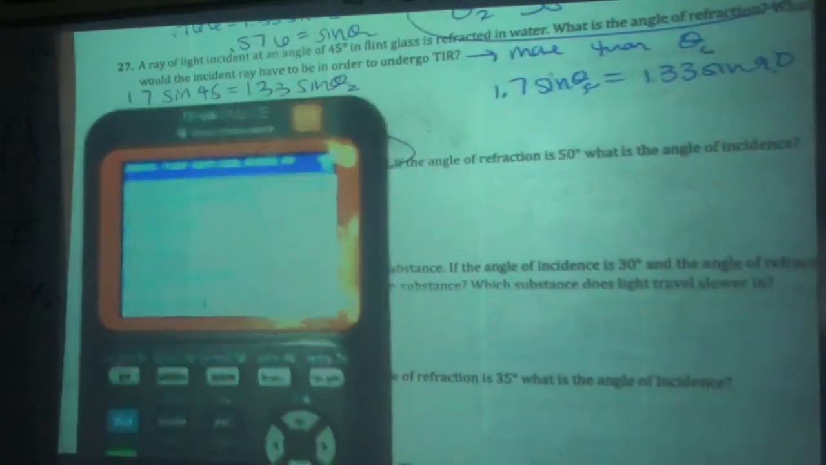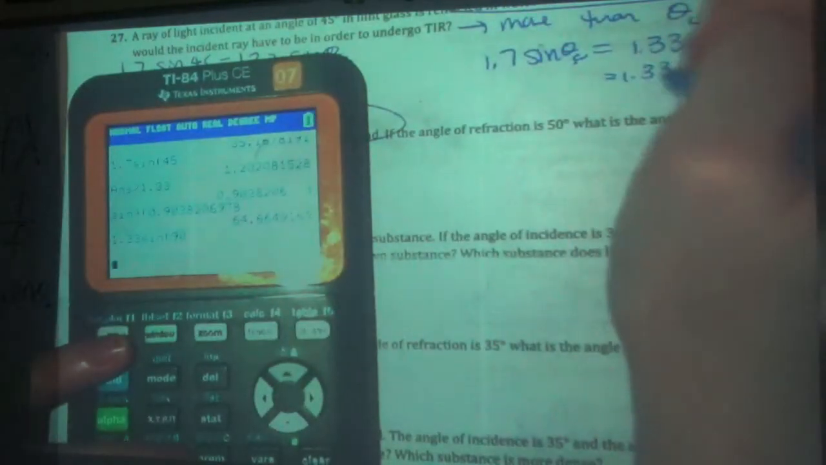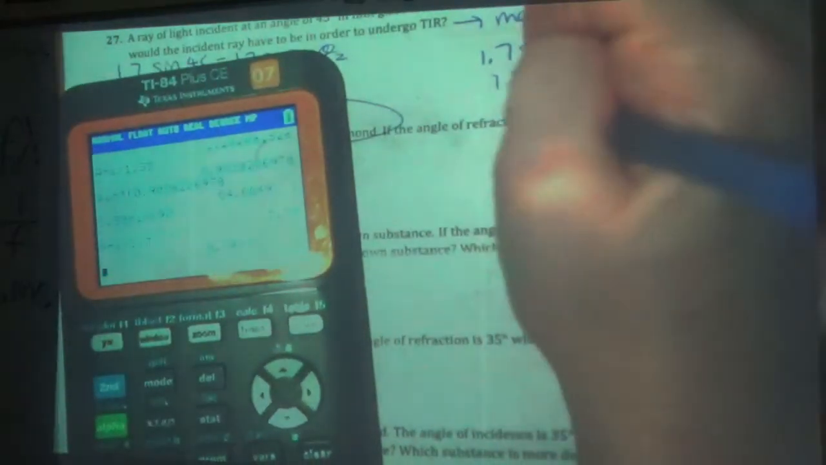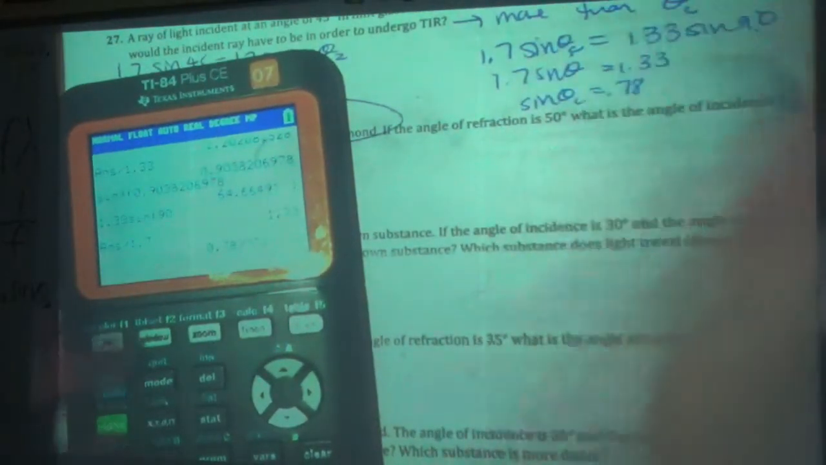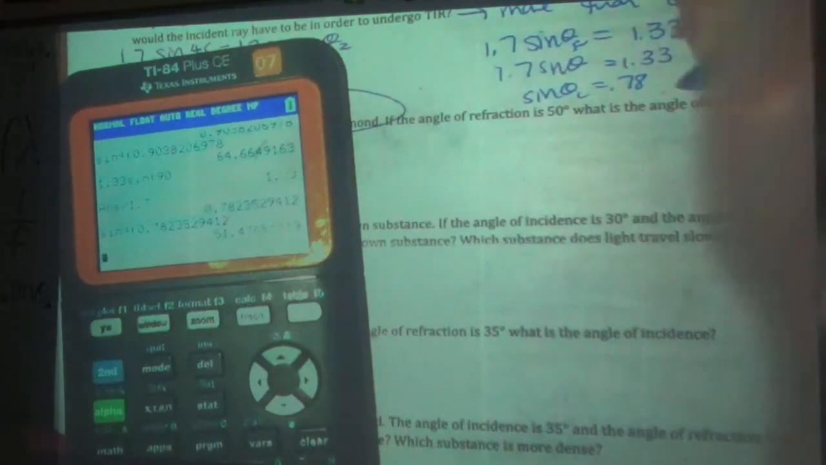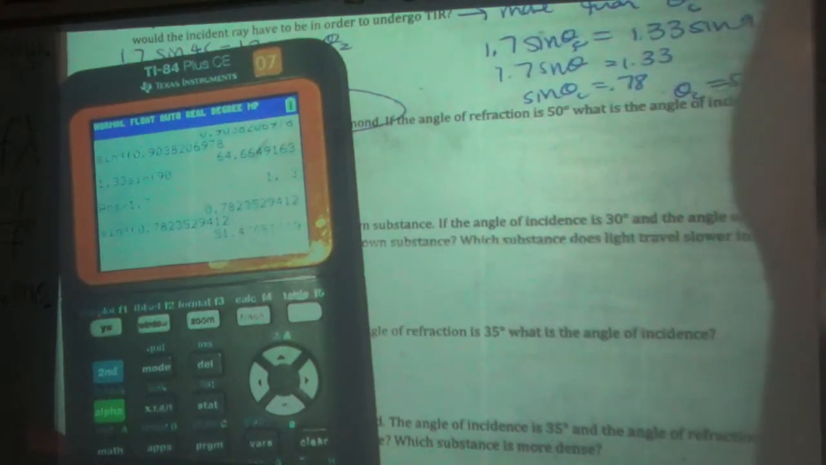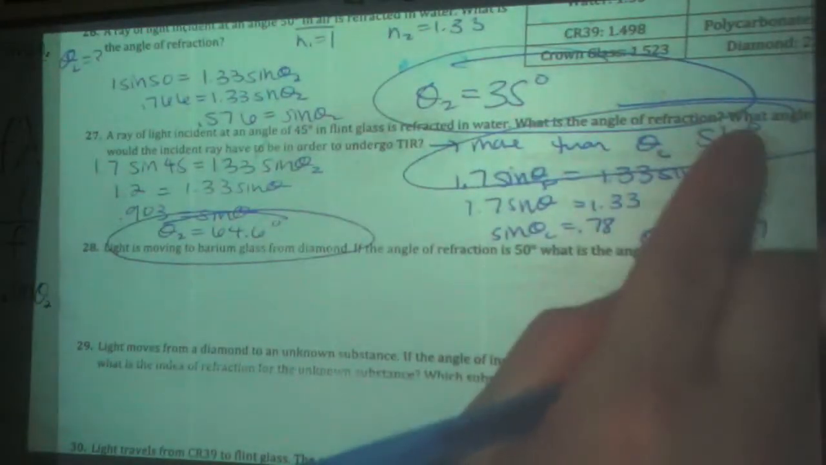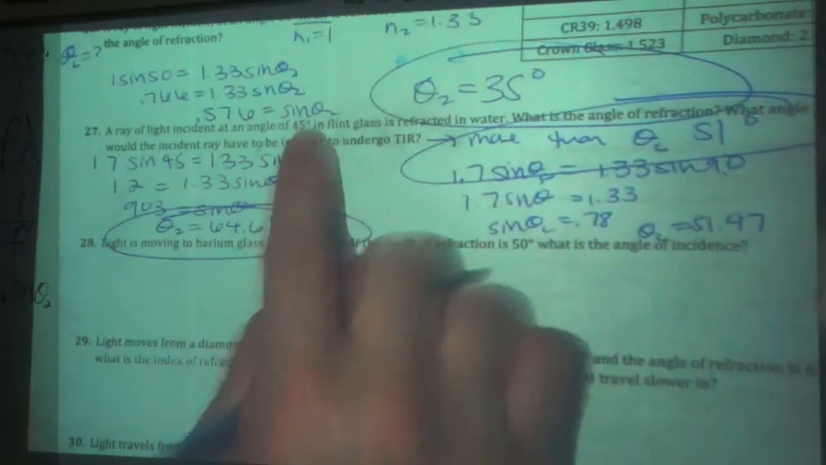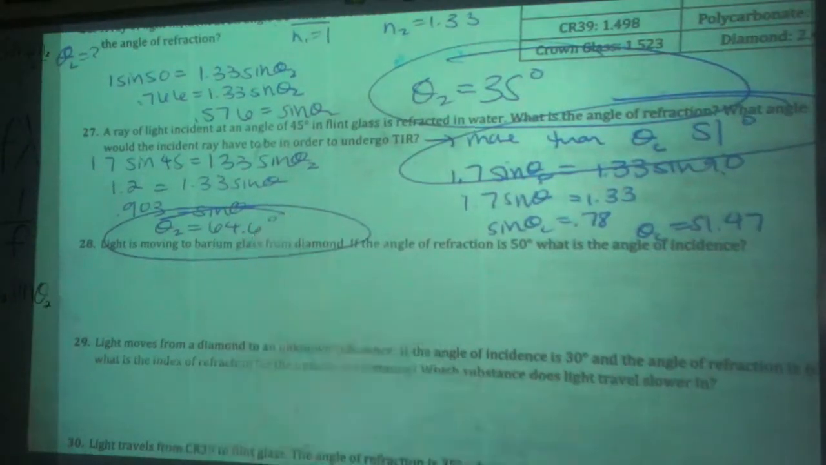So 1.33 sine of 90, that's just 1.33. Divide the 1.7 over. Second sine to get the critical angle. So if your critical angle is 51.47, it has to be more than 51 degrees. Anything coming in more than 51 degrees will be total internal reflection. This was coming in at 45, that's not more than the critical angle, so it just refracted, it wasn't TIR.